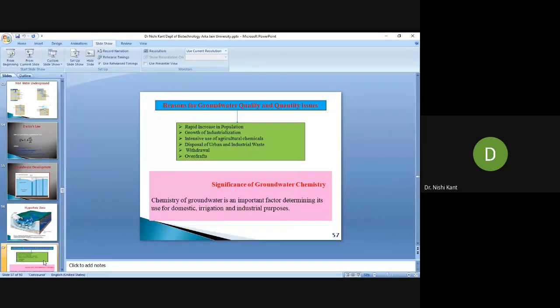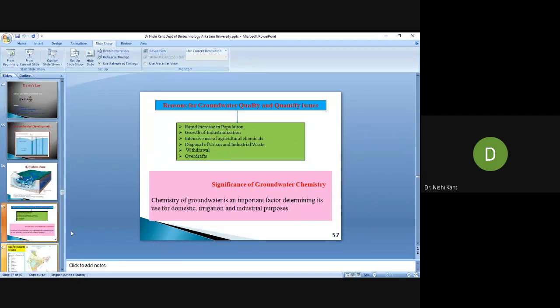The reasons for groundwater quantity and quality issues are the rapid increase in population, growth of industrialization, extensive use of agricultural chemicals, disposal of urban and industrial waste, and withdrawal overdraft. Significance of groundwater chemistry: the chemistry of groundwater is an important factor which determines whether we can use the groundwater for domestic, irrigation, as well as industrial purposes.